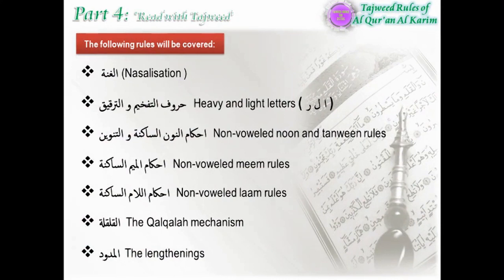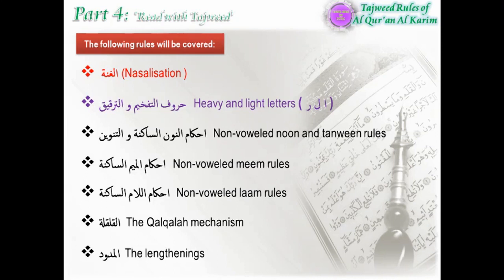Bismillah. So in this part, the following rules will be covered. Al-Gunnah, the nasalization that comes from the khayshum, and that is connected to some letters. We will inshallah look at the rulings regarding this Gunnah, inshallah. We will also look at حروف التفخيم والترقيق, which are the heavy and light letters. We looked at the heavy letters when we looked at the sifat of the letters, and we saw that there are 7 heavy letters. We'll go over that again, inshallah.